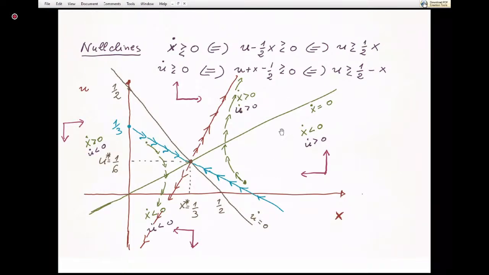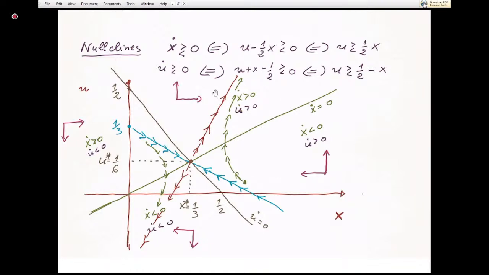And another rule is that when the path crosses the x dot equal to 0 nullcline, its slope must be vertical, you see? However, when a path crosses the other nullcline, which is u dot equal to 0, this one, its slope must be horizontal.